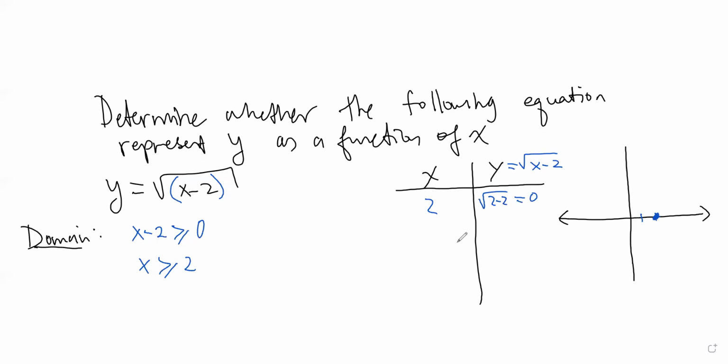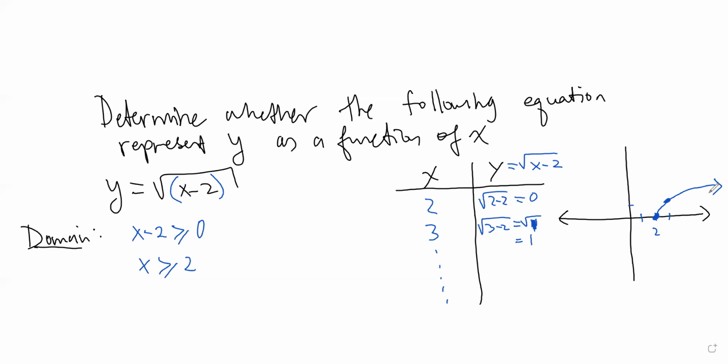And then maybe I can try another number, like, for instance, 3. The square root of 3 minus 2 is just going to be the square root of 1. Sorry, this is 1. And the square root of 1 is just 1. So then you have (3, 1), which is this point right here. So you can try more, for instance 4, 5, whatever, you can put it right here. But it looks like this is my starting point, and the graph will go like this. Okay? That is the graph of the function.